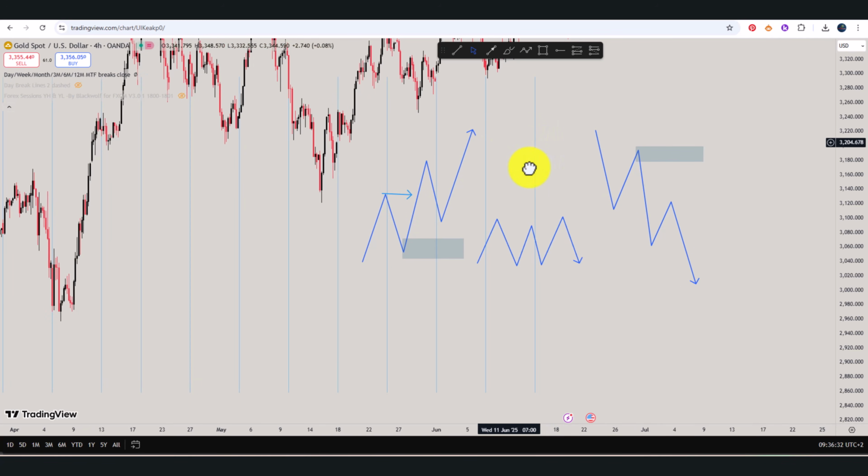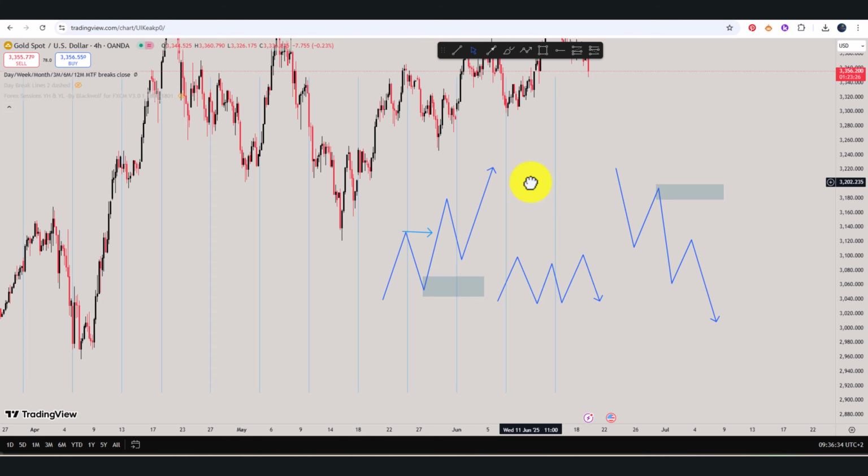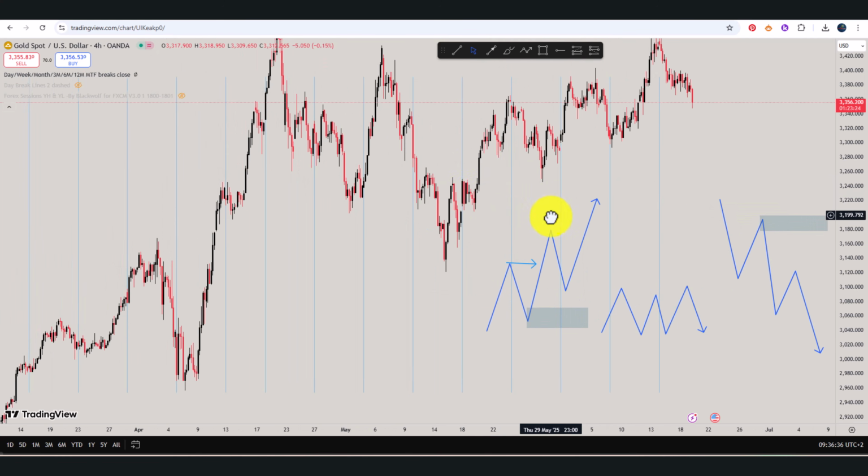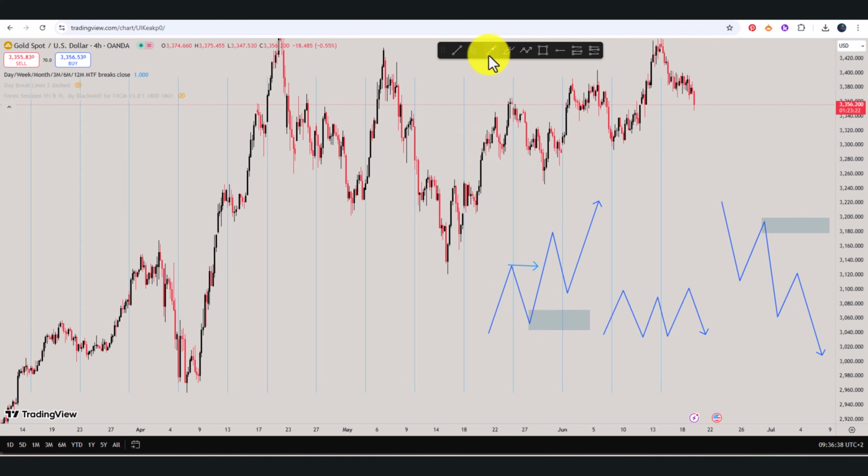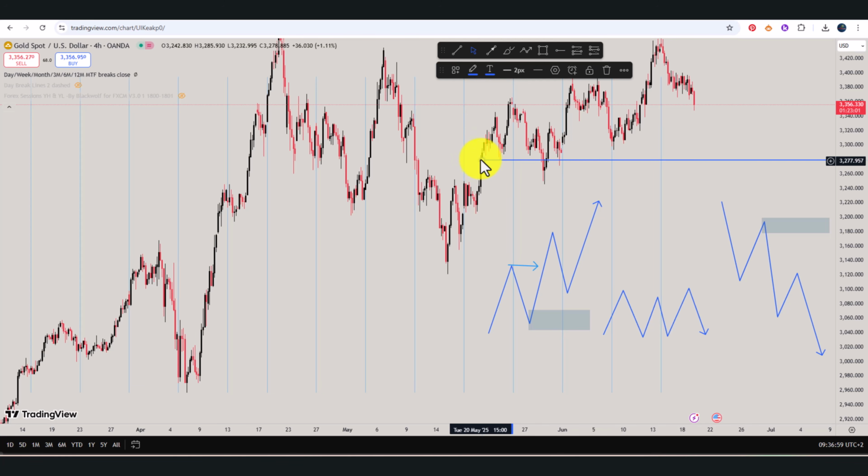A fair value gap is a three candle formation. It is a gap that is left after three candles have been formed. If you look at this particular zone, a fair value gap tells you that a very large volume of orders has been introduced in the market, and that is shown by a move that goes up aggressively. So in that sense, you can clearly see that this is the last wick of that candle that goes up.